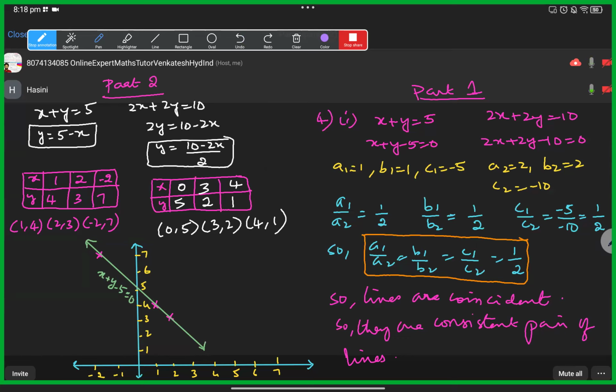0, 5 means it is a point on the y-axis, Hasmi, this point. And the brinjal color ones, Hasmi, now 3, 2. X is 3, y is 2. So it will come here. And finally 4, 1. 4, 1 means if I just extend this line a little bit further, I'll come here, I'll get it, 4, 1.